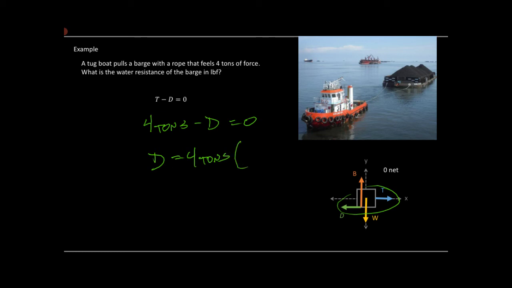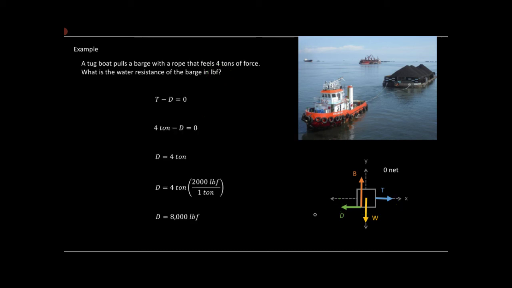And we'll want this in pounds, so 2,000 pounds equals 1 ton. So that means we have 8,000 pounds of force.